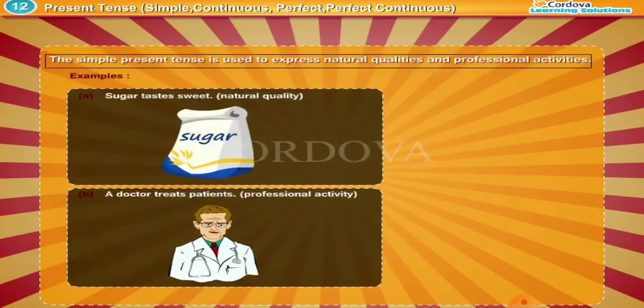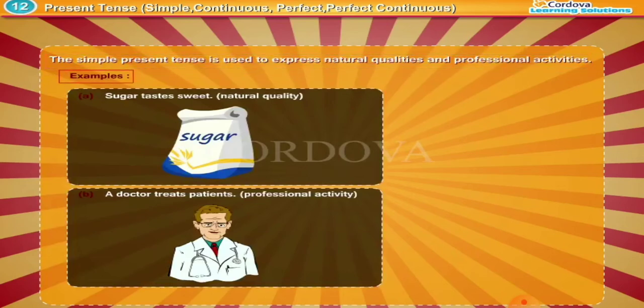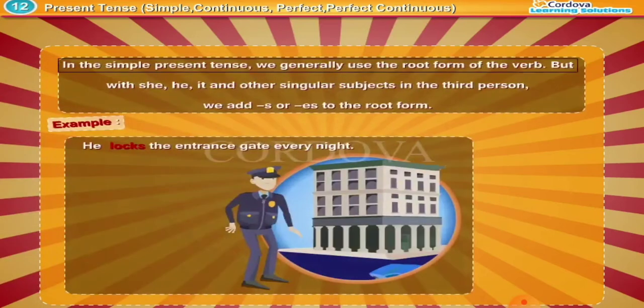The simple present tense is used to express natural qualities and professional activities. Example, sugar tastes sweet, natural quality. A doctor treats patients, professional activity.